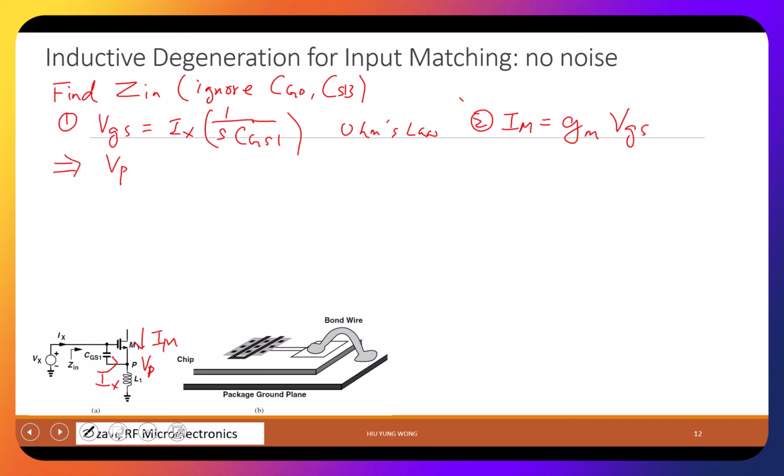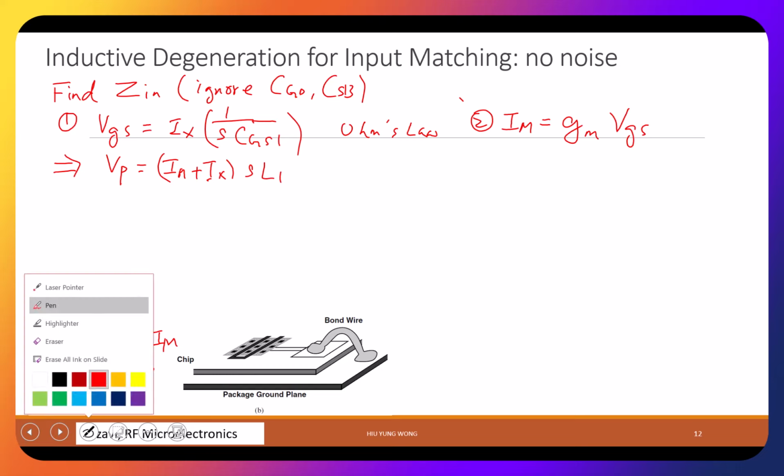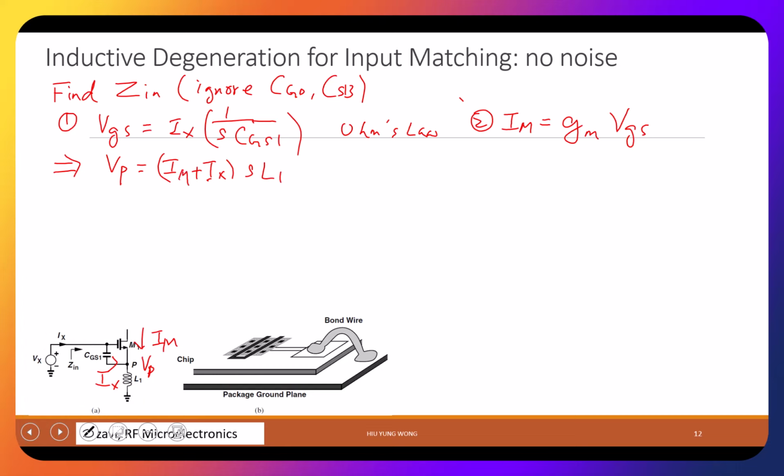So what is Vp in this case? Again, Ohm's law: Im plus Ix times sL1. Ohm's law. The total current comes in and goes through the impedance of the inductor. And then I plug in what I just had. I keep Ix, and Im is just equal to gm times VGS. But VGS is just what? Ix divided by sCGS1.